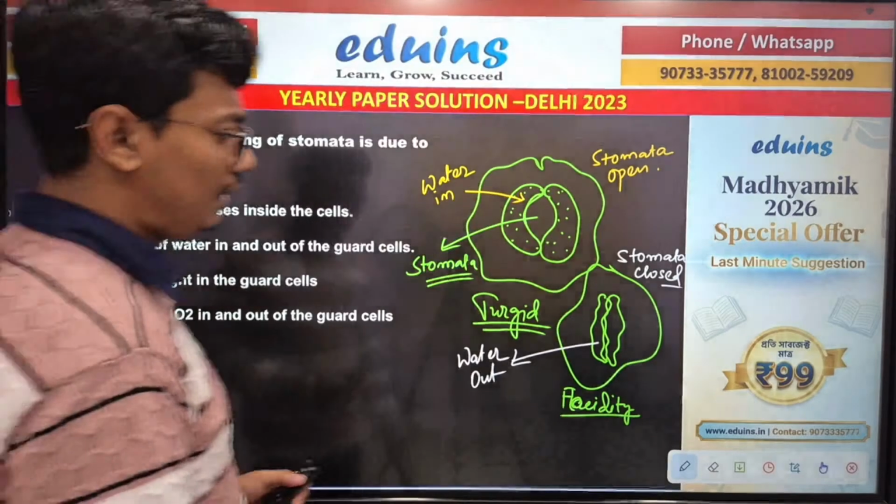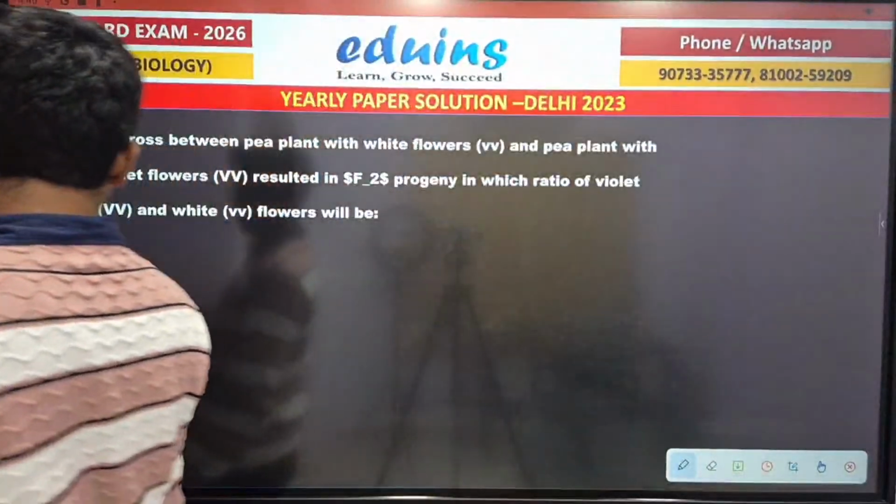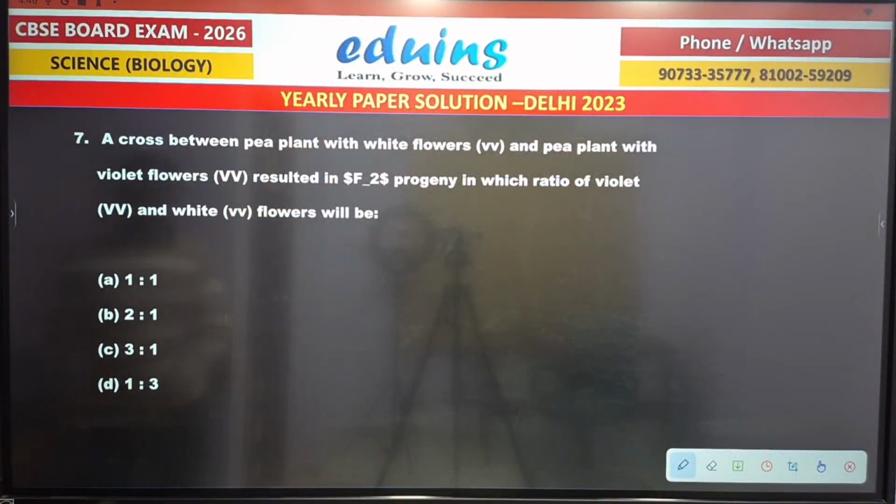Let's go to the next one. A cross between a pea plant with white flower and a pea plant with violet flower resulted in an F2 progeny in which ratio of violet flower and white flower?